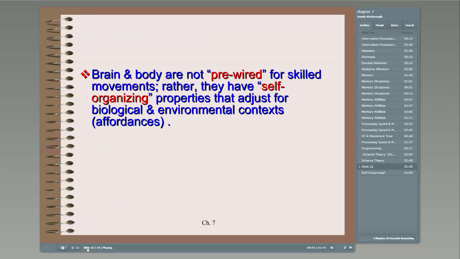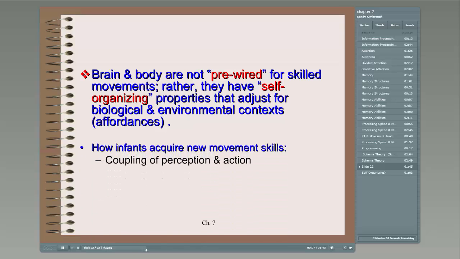An important thing to remember is that our brain and our body are not pre-wired for skilled movements. Rather, they have self-organizing properties that adjust for biological and environmental context or affordances. Remember in chapters 1, 2, and 3, we talked about the central nervous system being basically wired up during infancy and early childhood. Infants learn to move. It's one of the most amazing things that they learn how to do these movements, like creeping and crawling and walking. How they acquire new movement skills is very interesting.